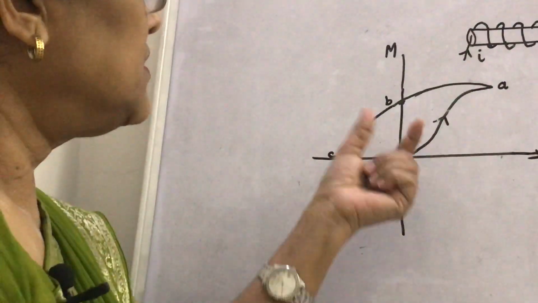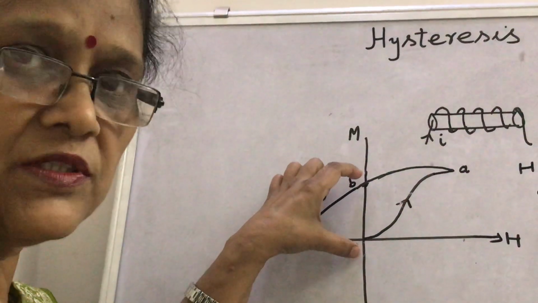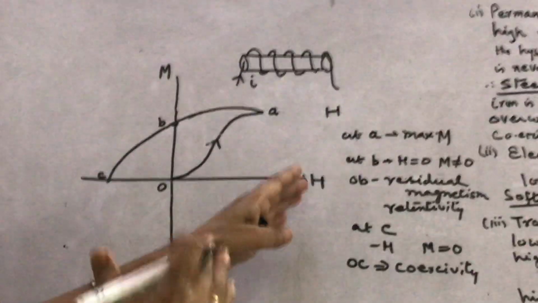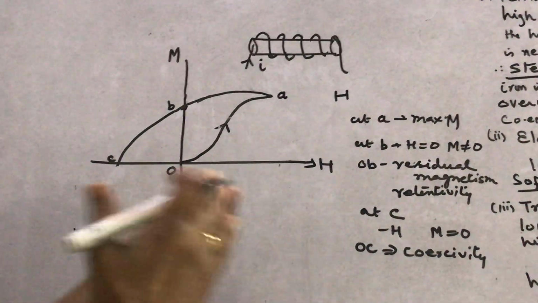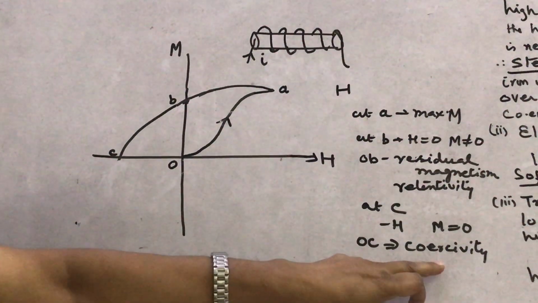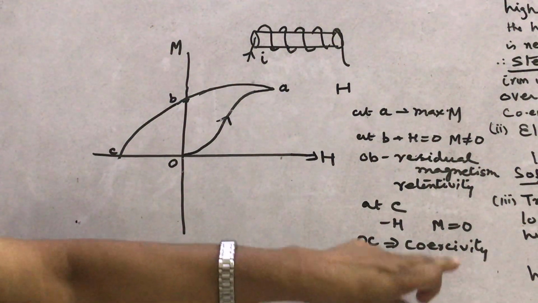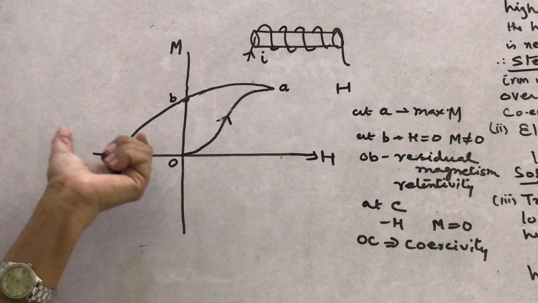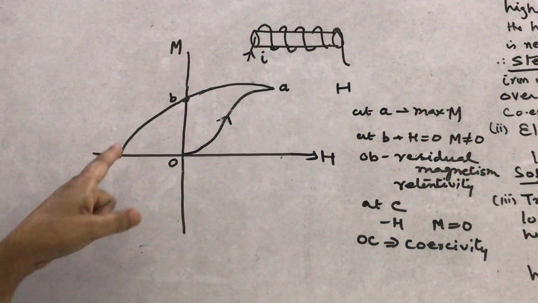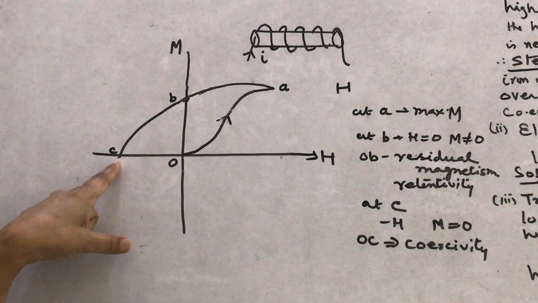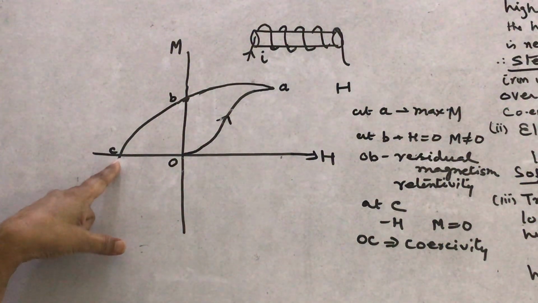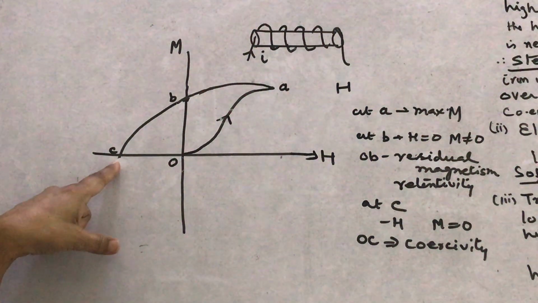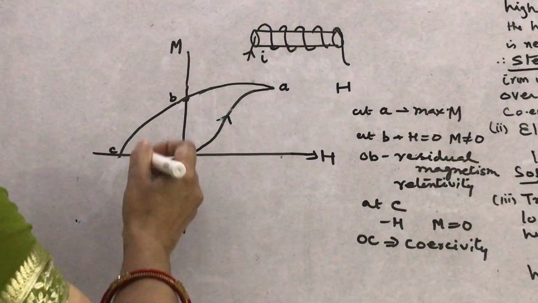That is, whatever the residual magnetism was here at the point B, to make it 0, the magnetizing field intensity is applied in the opposite direction. So, coercivity is the measure of that reverse magnetizing field in the opposite direction to make the residual magnetism 0. Now, at this point C, all domains are again in the original position, and we can say the substance is completely demagnetized.